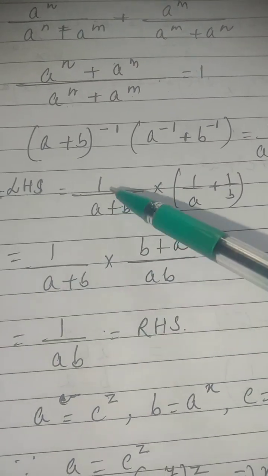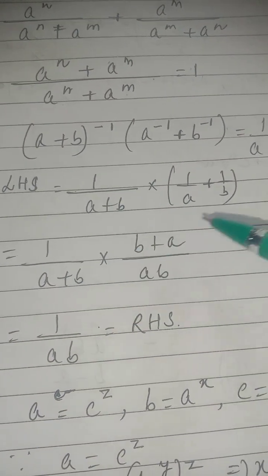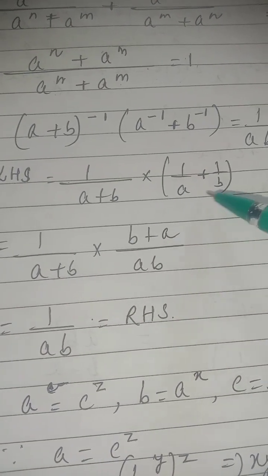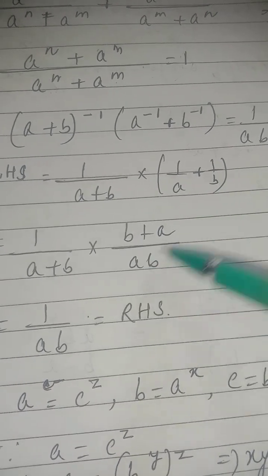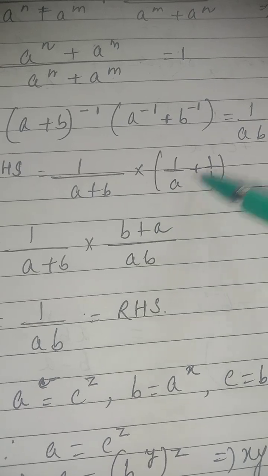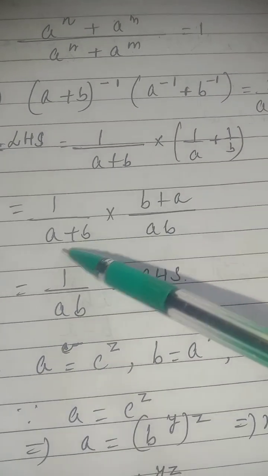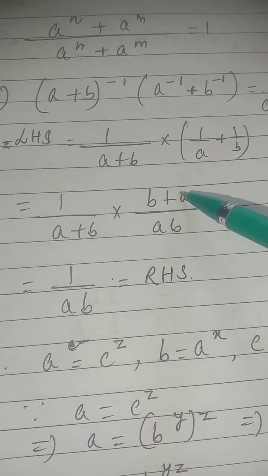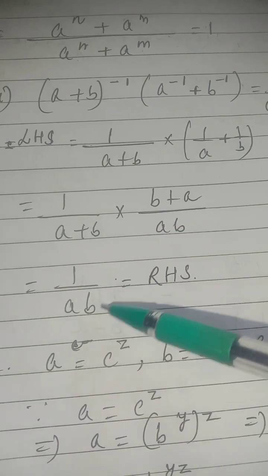So it equals 1 by (A + B) into, now here take the LCM. AB will be the LCM here. Now this will become (B + A). Now (A + B) and (B + A) will cancel each other. So it equals 1 by AB.